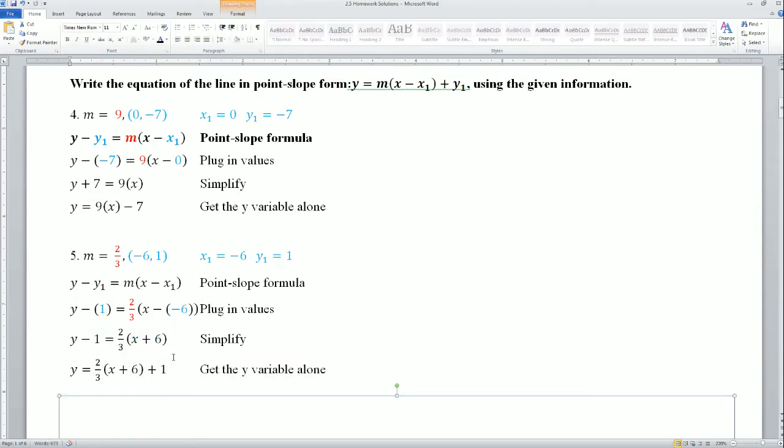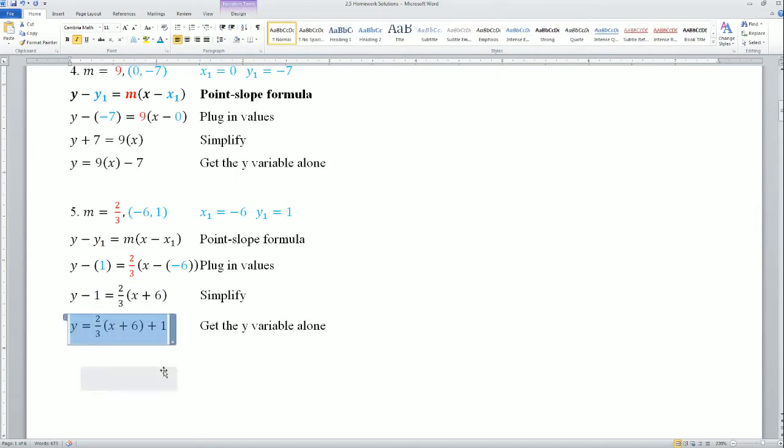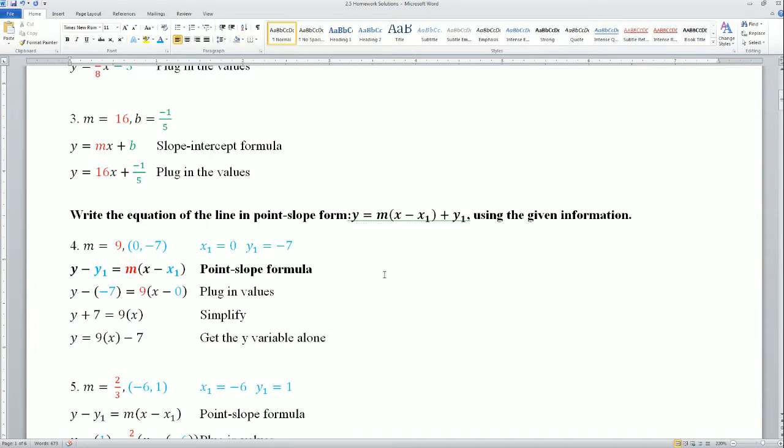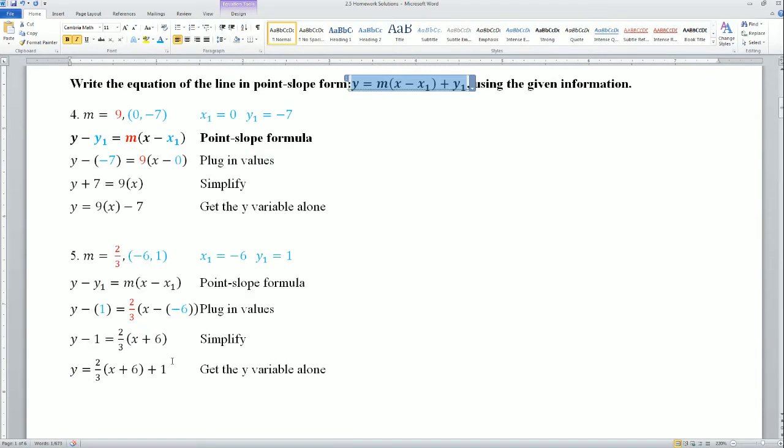Get y alone by adding 1 to both sides, so it looks like this. Some of you might want to start in this format. It's up to you, but this is the traditional format of the point-slope form.